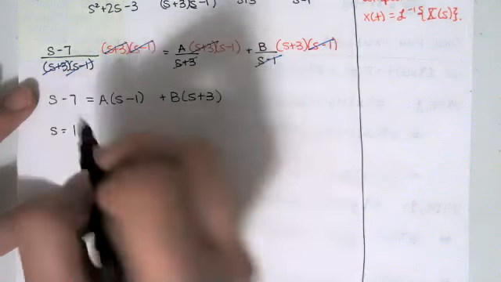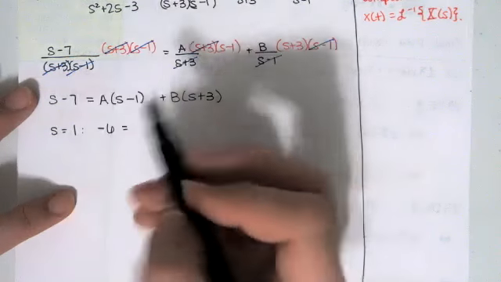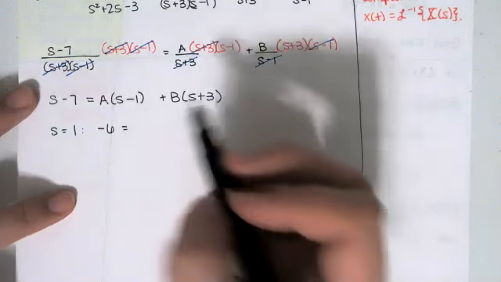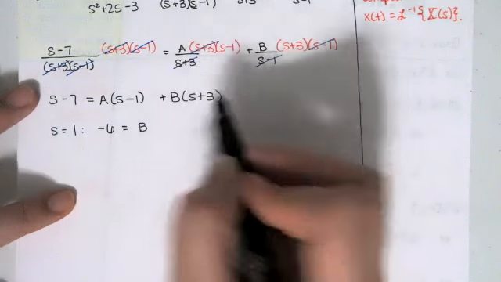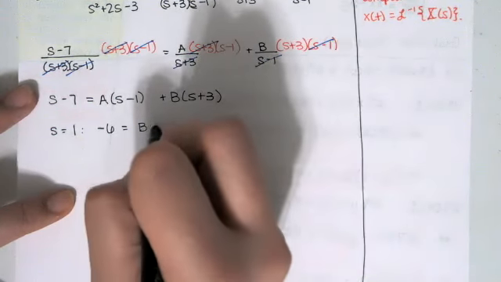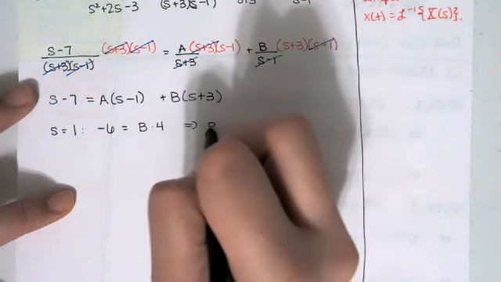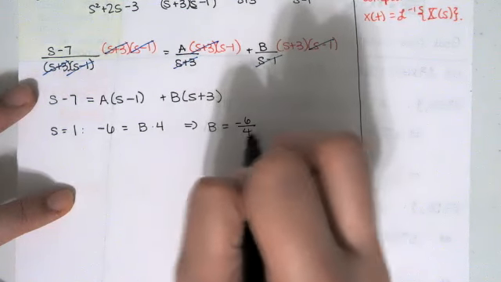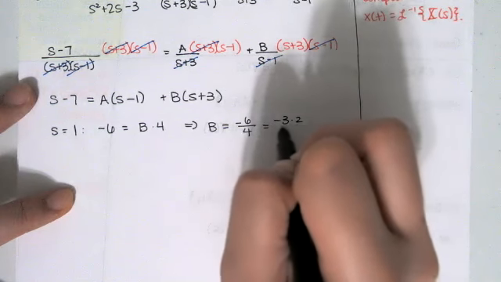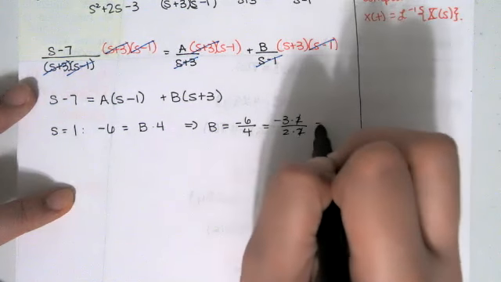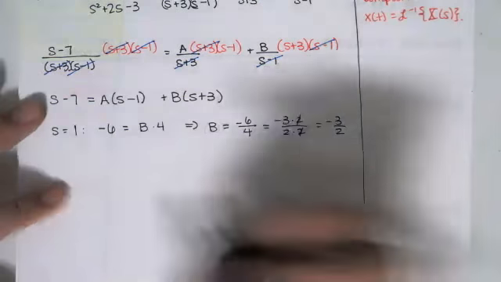So we'd have 1 minus 7 is negative 6, and that equals A times 0, which is 0, plus B times (1 + 3), which is 4. So B is negative 6 over 4, which is negative 3 times 2 over 2 times 2. So we get B equals negative 3 over 2.